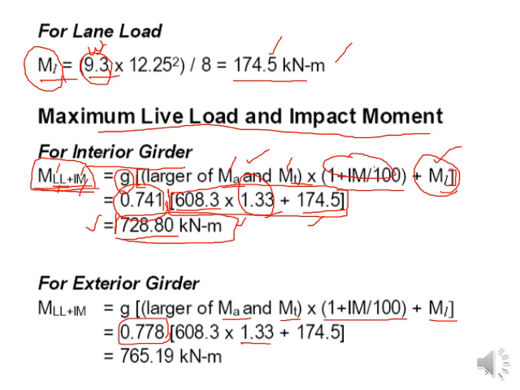Longitudinally placed, it will not make any difference, but the lateral effect we calculated in the previous slide, where the calculation of the G value criteria was different for the exterior girder. That's why we are getting a different answer for G. So the G value from the previous list for the exterior girder, for the moment, you have to take and multiply with this value. Within the bracket is the longitudinal distribution, outside the bracket is the lateral. Getting the summation, the effect of the moment is finally equal to 765.19 for the exterior girder.